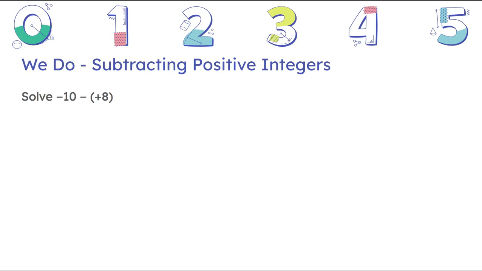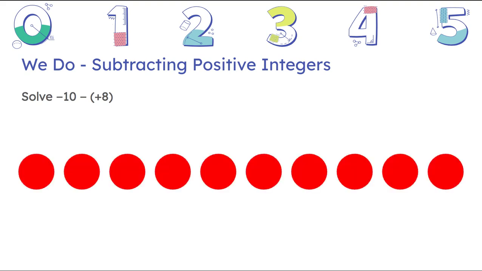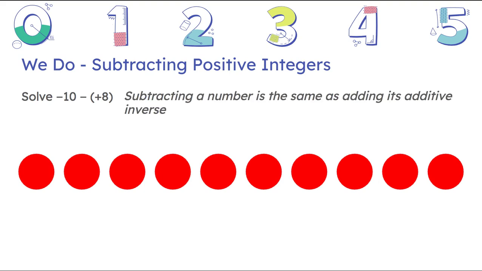Let's work through this one together. We need to solve negative 10 minus positive 8. So first, let's look carefully at the expression. We see that it starts with negative 10, so I'm going to throw up 10 red counters to model our starting point. Now, let's apply the new concept we learned. Subtracting a number is the same as adding its additive inverse. How can we rewrite this expression, negative 10 minus positive 8, as an addition expression using the additive inverse of positive 8?